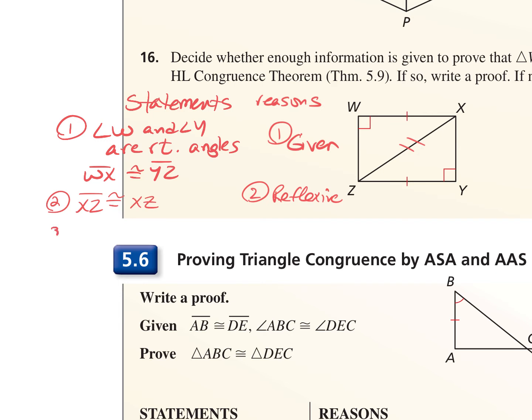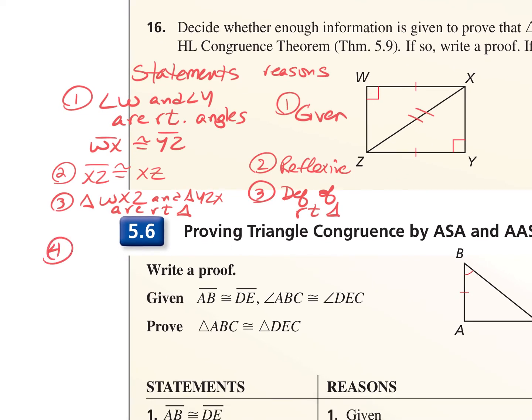And now I need to establish that they're right triangles, so I can also state that triangle WXZ and triangle YZX are right triangles, and this would be definition of a right triangle. And now I have my three pieces listed in my proof. You have to list that. You have to show the leg, the hypotenuse, and that you're working with a right triangle. Now I've got enough information, so my last statement is that triangle WXZ is congruent to triangle YZX, and that reason is hypotenuse leg.